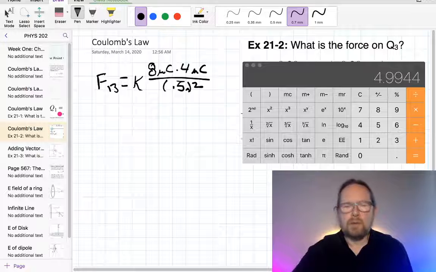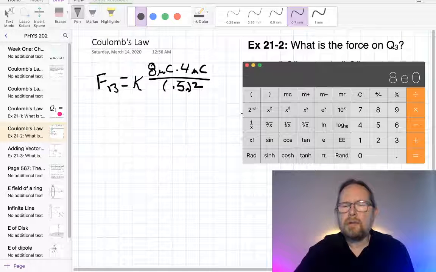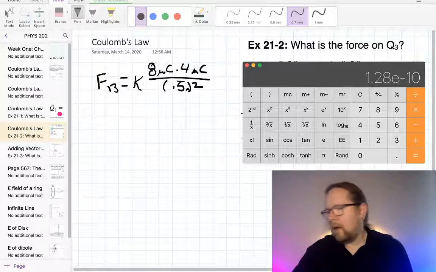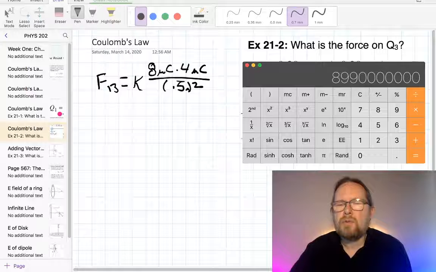If we bring up our calculator, we've got 8 times 10 to the negative 6 coulombs times 4 times 10 to the negative 6 coulombs divided by 0.5 squared equals, and then we multiply that by K, which is 8.99 times 10 to the 9th equals, well, that doesn't seem right. I think I screwed that up. There's no back button on this calculator.